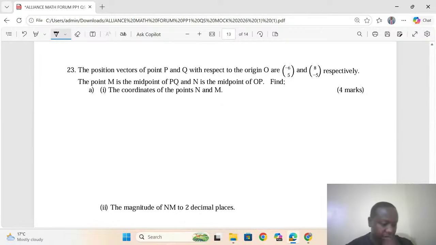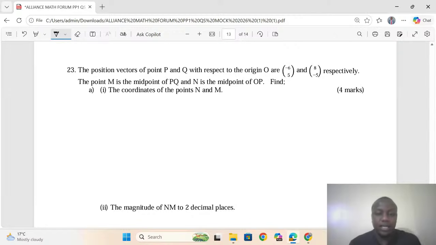Can we check number 23? Number 23. The position vectors of P and Q with respect to the origin are (-6, 5) and (8, -5). With this information, we can also write the coordinates of P and Q. The point M is the midpoint of PQ, and N is the midpoint of OP. Find part A, Roman 1, the coordinates of N and M. Then Roman 2, the magnitude of NM to 2dp.